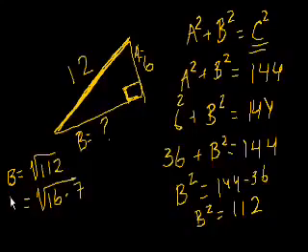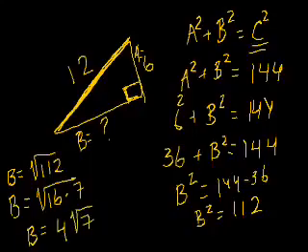Right. So b equals the square root of 16 times 7. You see, I just factored that as a product of a perfect square and a prime number. Or actually, it doesn't have to be a prime number, just a non-perfect square. And then I get b is equal to 4 square roots of 7. So there we go. If this is 12, this is 6, this is 4 square roots of 7.